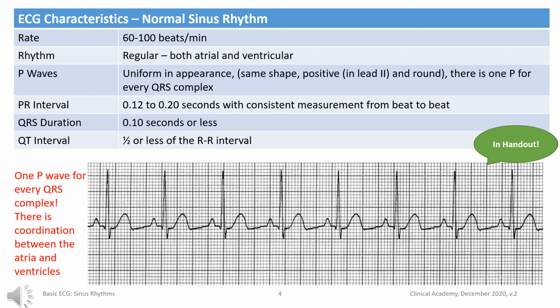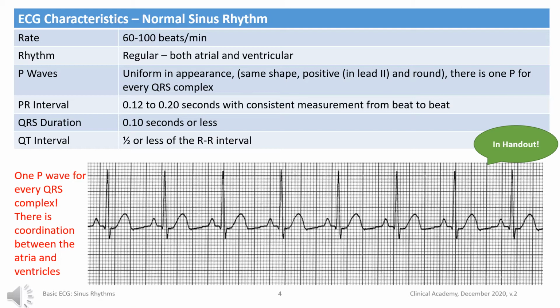For this slide, you're going to need your handout. You may need to pause the video while you gather your materials and review the detail of the slide. Remember, in normal sinus rhythm, there should be one P wave for every QRS complex. There's coordination between the atria and ventricles that make this a nice regular rhythm.